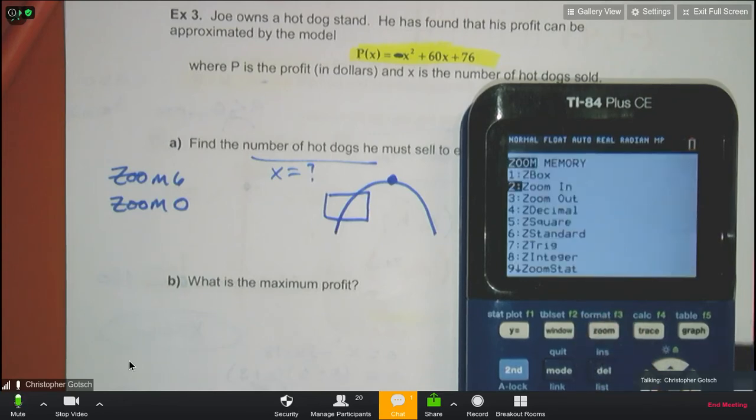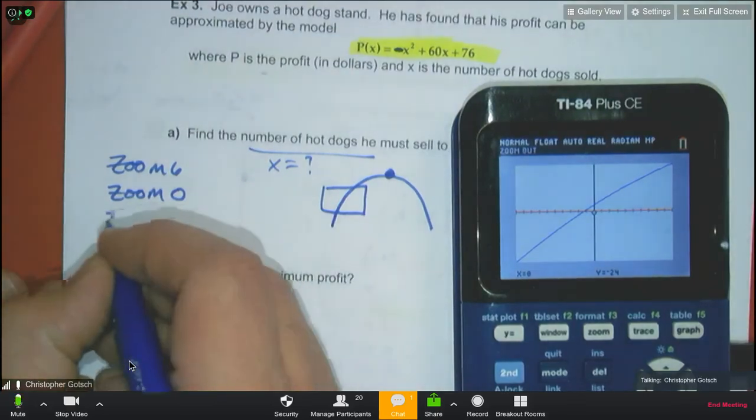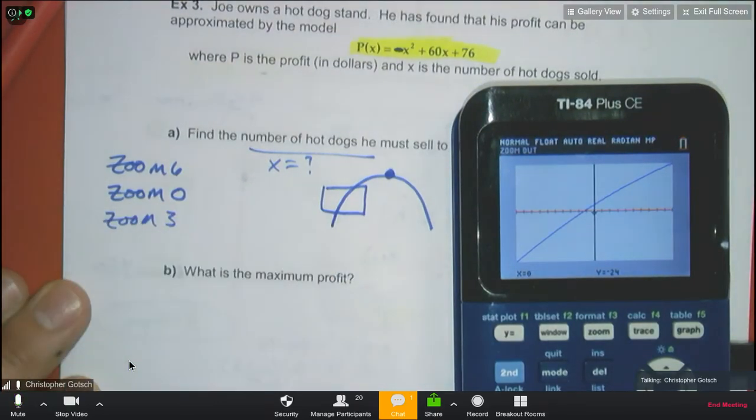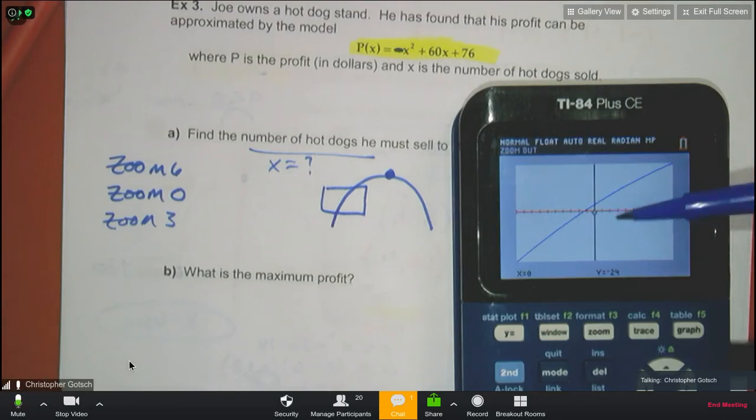So the next thing I do is zoom 3. Zoom 3 is zoom out. It doesn't do it right away. What this cursor allows us to do is move our graph around to where we want it centered. I usually just leave it centered at the origin. I just press enter, and now it will zoom out for you. That one's probably good enough to find my maximum, but just so you know, if you press enter again, it will zoom out another time.